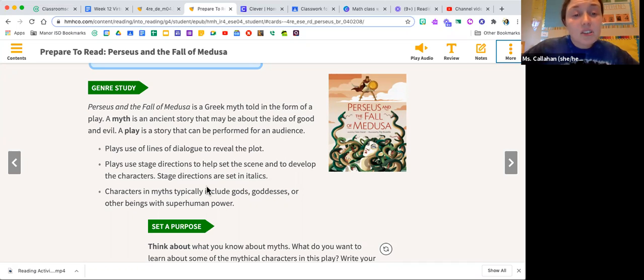Then also, characters in myths typically include gods, goddesses, or other beings with superhuman power. That means things that normal humans cannot do.